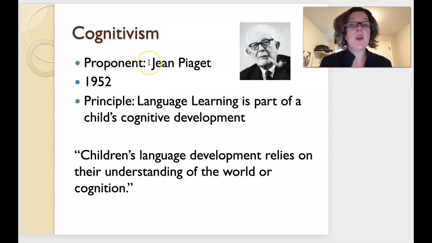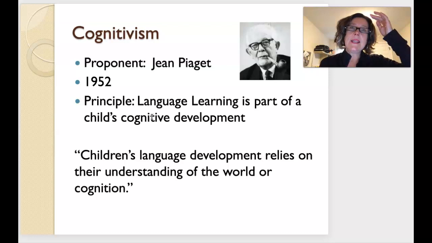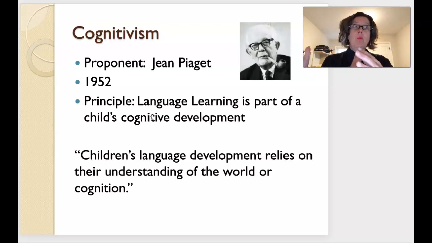So again, the main proponent behind cognitivism is Jean Piaget. 1952 is kind of the rampant time for cognitivism. And the principle is language learning is part of a child's cognitive development. So we must know cognitively where the child is at, and then we will know where their language development should be as well. So children's language development relies on their understanding of the world, or cognition.